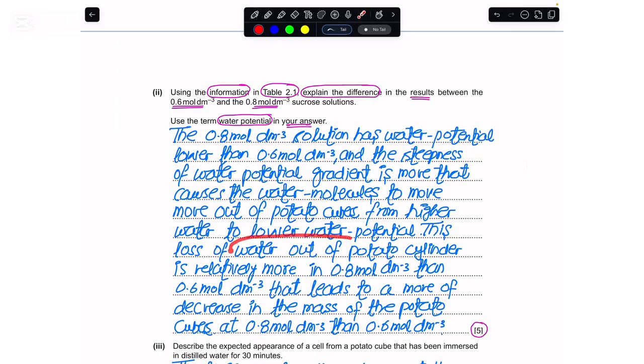And that is why the loss of water out of the potato cubes or cylinders is relatively more in this higher concentrated, 0.8 mole per dm cube solution than in the 0.6 mole per dm cube solution. And that is why the potato cubes are losing more mass at 0.8 mole per dm cube than at 0.6 mole per dm cube.